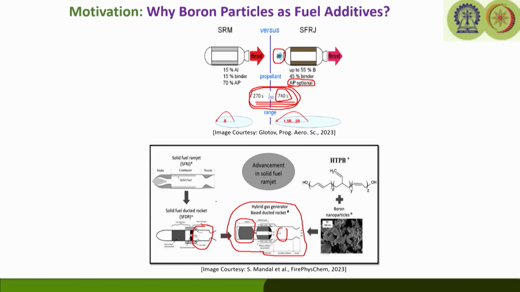But in summary, what we can say is that if it is possible to use the energy content of boron particles, there is a tremendous potential to enhance the range and the ISP of the vehicle, if you can burn boron properly.